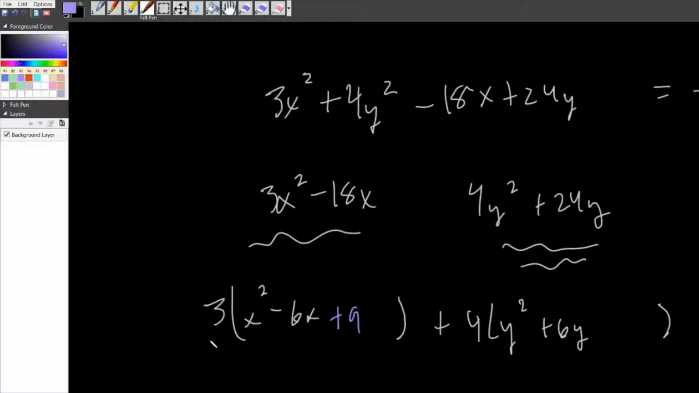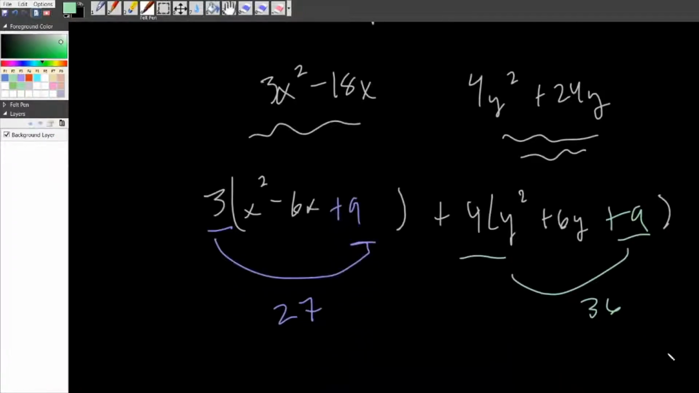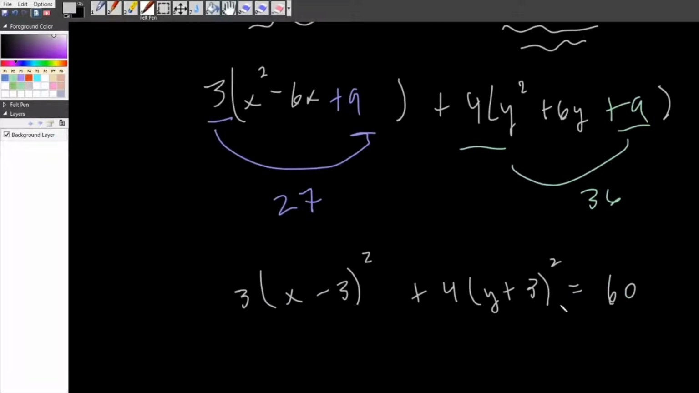And then I have created 27 units. So I need to add 27 units to the other side. And now, if I want to complete the square over here, it's also plus 9. And I have created 36 units. So I'm going to add 36 to the other side. So here I'm going to go ahead and factor as well. This is 3 quantity x minus 3 squared plus 4 quantity y plus 3 squared equals 60.